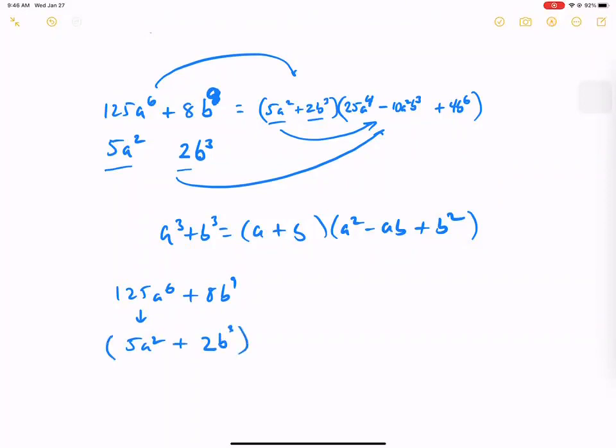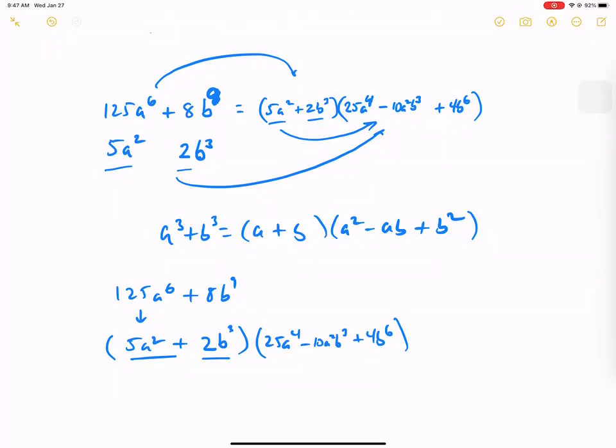Now that I know my a's and b's, I can square them both. 25, a to the 4th, in the back, 4b to the 6th. Right? It's as fast as that, really. Once you get used to the pattern, it's as fast as that. If it's plus, we know we need a minus sign, so I'm going to put the minus sign in the back. And then you just combine these two together. 5 and 2 is 10, a squared, b cubed. Easy peasy.